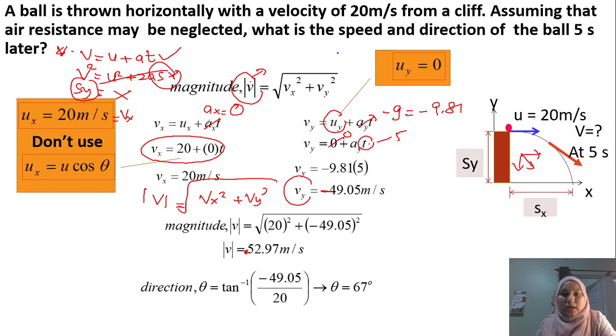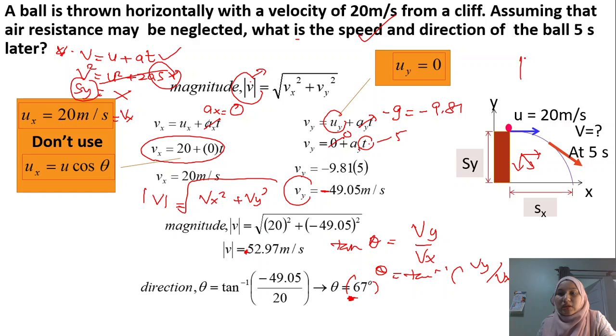Then the second one, the question asks for the direction. For the direction, you need to use this equation: tangent theta equals vy divided by vx. We just substitute into the equation here, shift tangent, and you will get the answer. Suppose the answer is negative. It doesn't matter whether you put negative or not, because the negative here represents in what quadrant the object lies. We know that it happens in quadrant number 4, so the negative here represents that it lies in quadrant number 4. So the answer is 67 degrees.